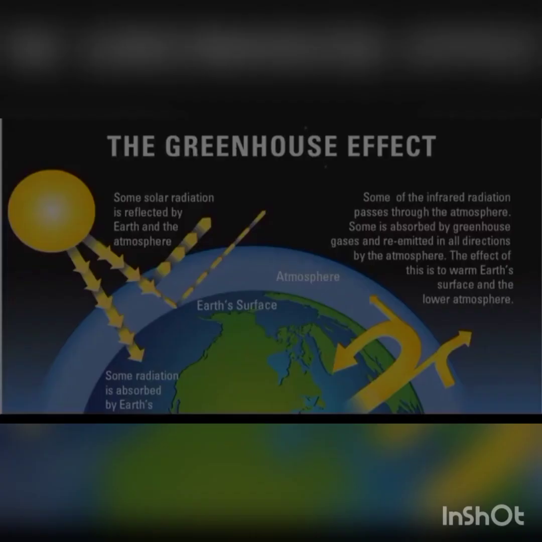Now come to the greenhouse effect. Some solar radiation is reflected by the earth and the atmosphere. Some radiation is absorbed by the earth's surface. Some of the infrared radiation passes through the atmosphere. Some is absorbed by the greenhouse gases and re-emitted in all directions by the atmosphere. The effect of this is to warm the earth's surface and the lower atmosphere.